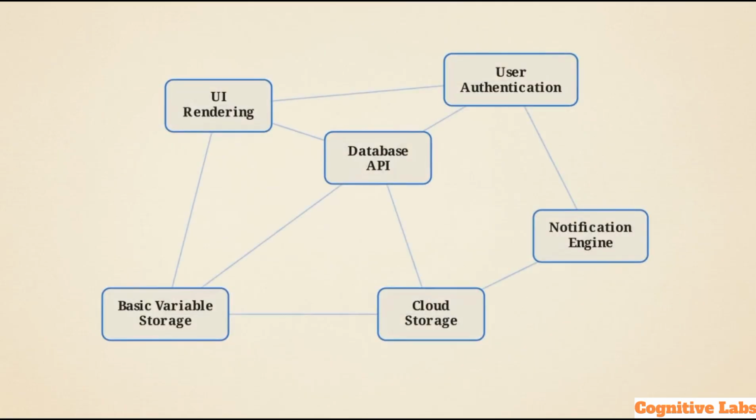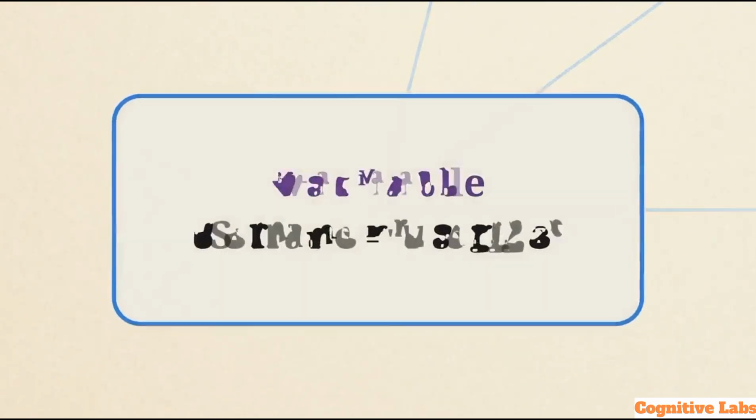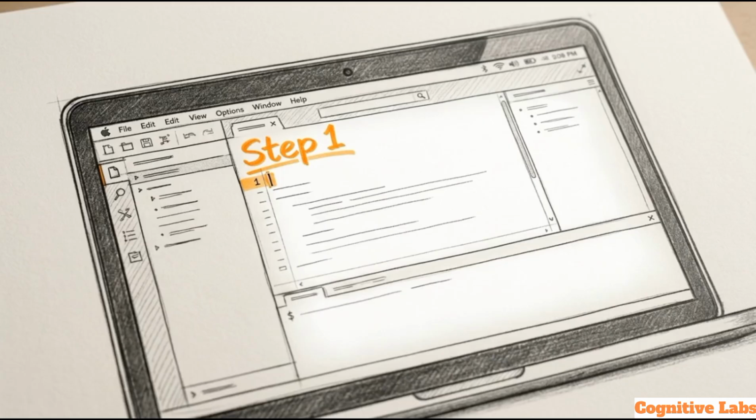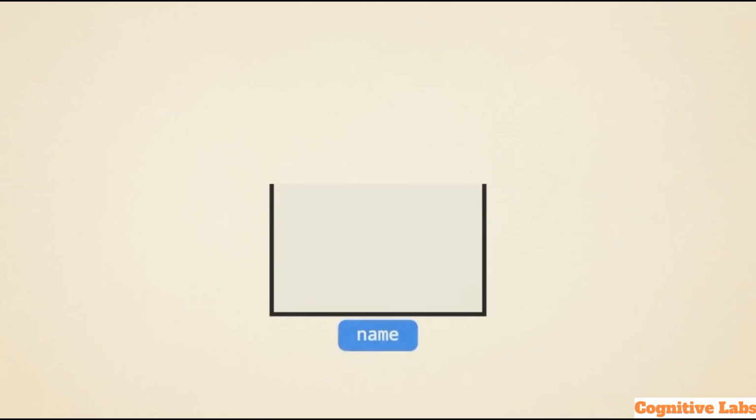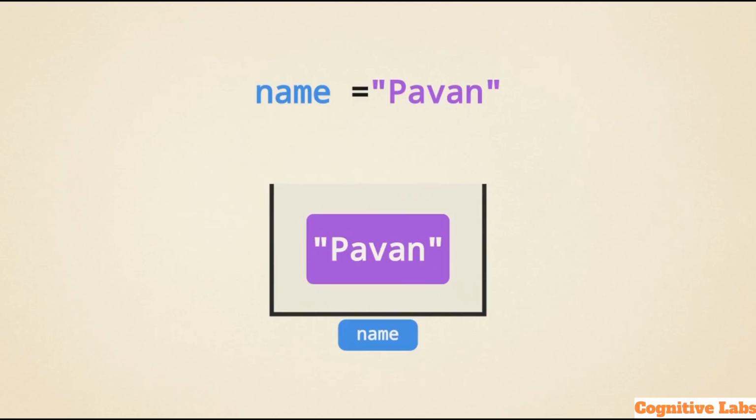Before you can build complex interactive software, you have to master how a computer stores basic information. Step 1 in building your profile is getting the computer to store your name in its memory. In this diagram, a variable is an empty storage box. We give it a specific label, like name. In your editor, type name equals Pavan. You've created your first variable.